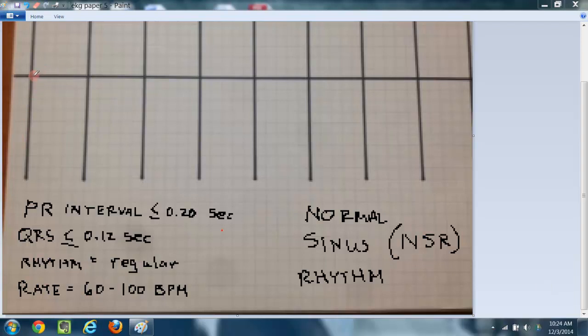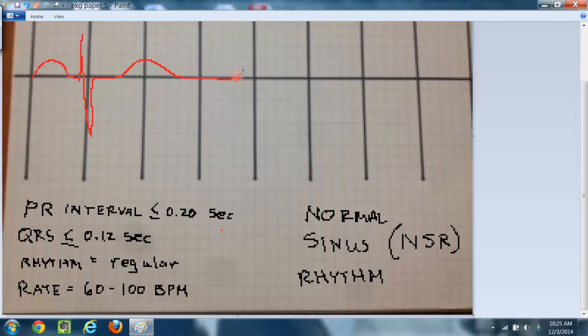The first thing that would happen would be electricity races from the SA node to the AV node. And once it gets to the AV node, it just sits. It doesn't do anything for a while. The AV node hangs on to it. And then it makes it through the AV node, and it goes into the bundle of His, bundle branches, and spreads throughout the whole ventricle. And then it just rests for a while. You see a hump like this. And then it's going to repeat somewhere around right here.